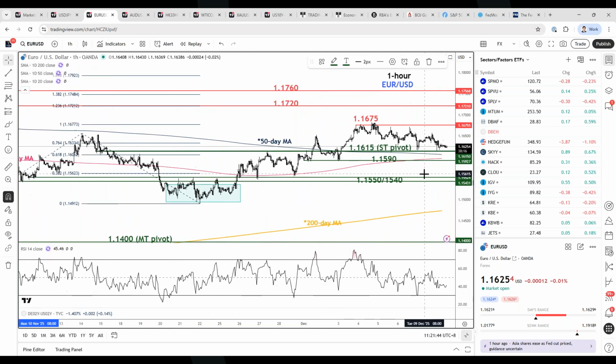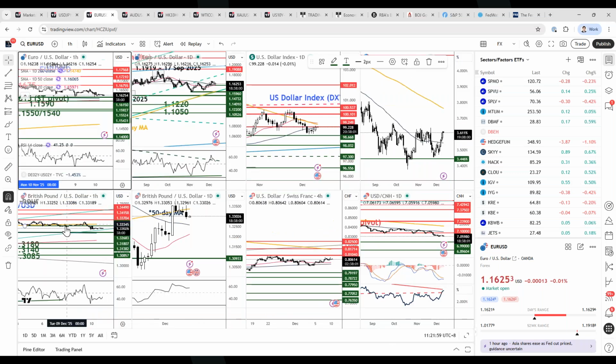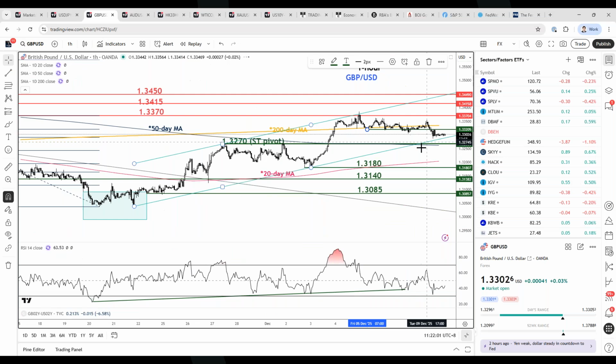Only a bearish breakdown below 116.15 will trigger a much deeper minor corrective pullback sequence to expose 115.90 and even the 115.50/115.40 level. That's for the euro dollar. Next up will be the sterling dollar over here.